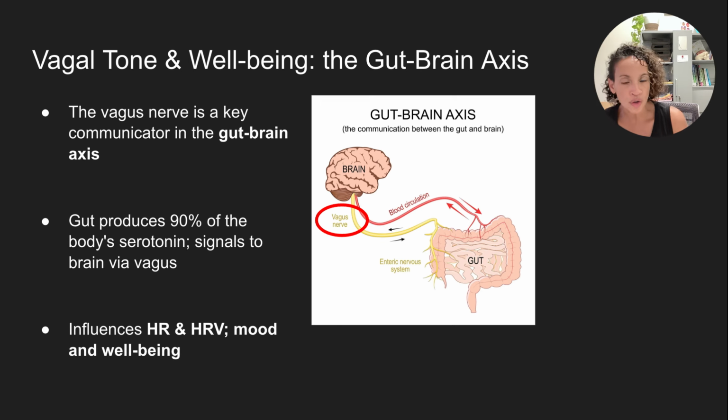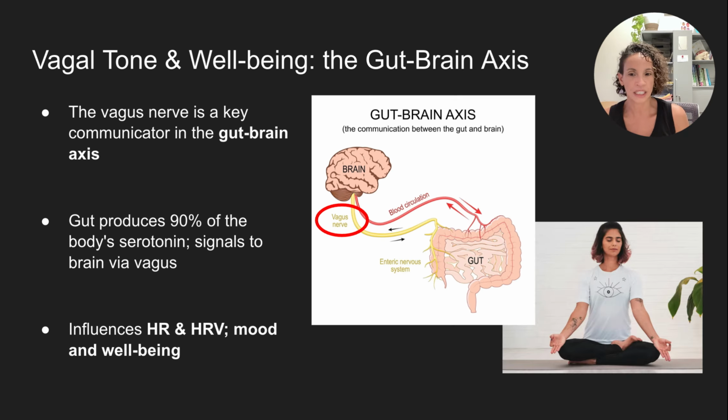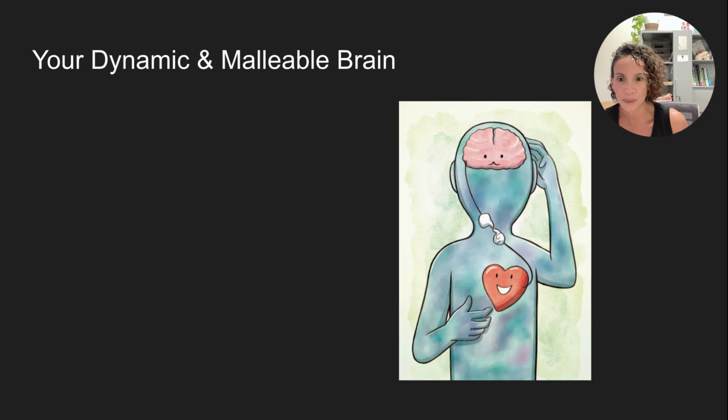The vagus can also influence your heart rate and your heart rate variability, which are indicators of stress and how you can manage that and regulate your mood and well-being, hence that long exhale at the end of yoga class or while meditating. That helps to set your vagal tone.